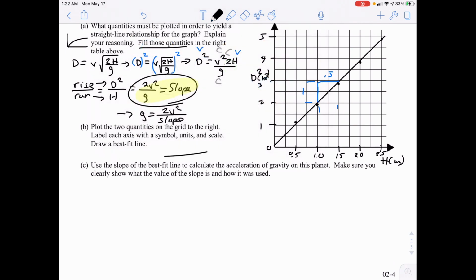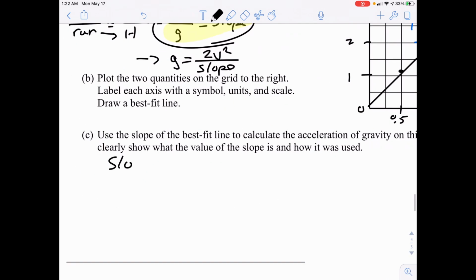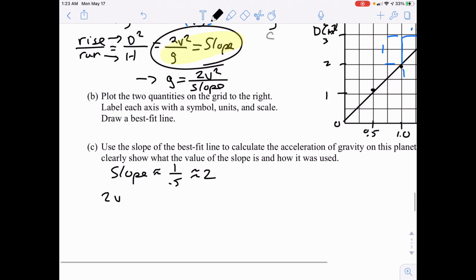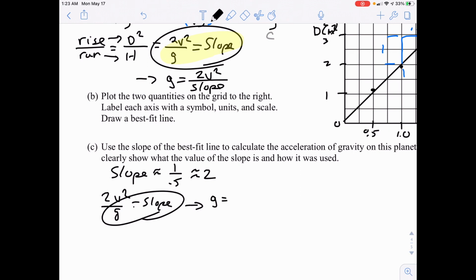Okay, we plotted over here, so we did part B. We're now working on part C, which means use the slope. So first thing I'm going to do is find the slope. The slope is approximately 1 over 0.5. It's approximately 2. And so if we use the relationship of 2v squared over g equals your slope, switch those out, g would be equal to 2v squared over this slope.